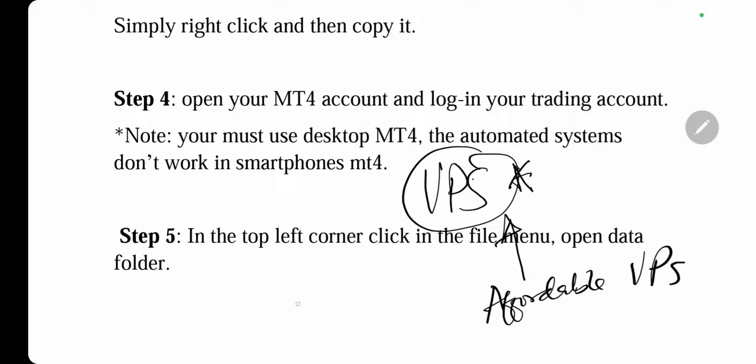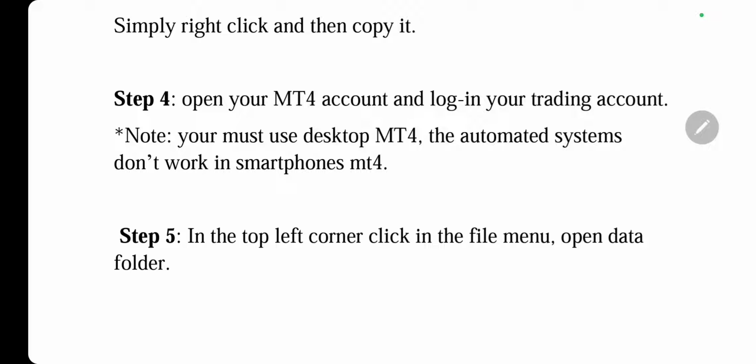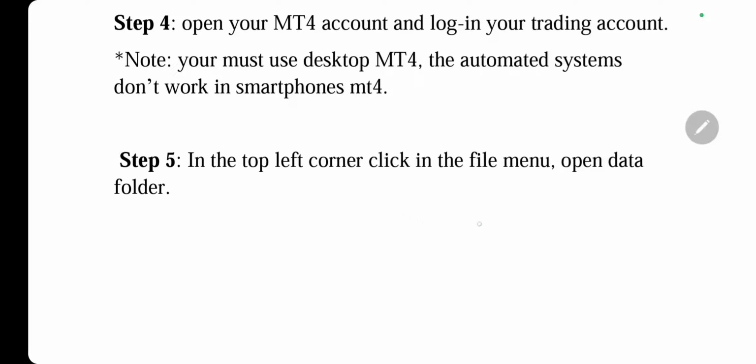Last time I showed you that on MQL5, you can get a VPS for as low as $15 per month. But in a subsequent video I'm going to show you a cheaper one that you can actually purchase. All right, so now you install the robot on your desktop computer.